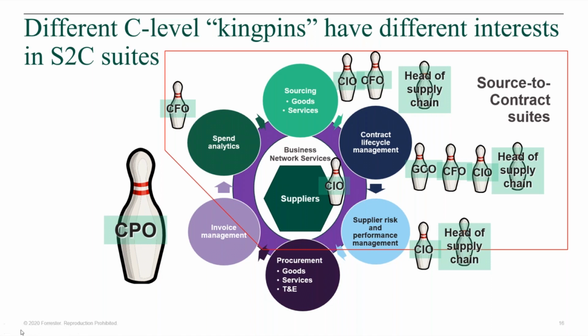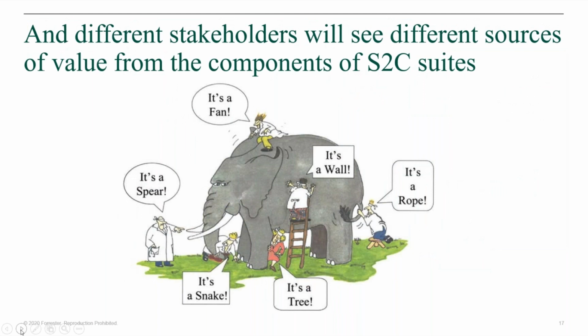Now, next slide. That creates, though, a real challenge because each of these different stakeholders will see different sources of value from the components of the source-to-contract suite. And so it's always a real risk with any source-to-contract implementation that different stakeholders will be looking at it through their own particular lens, their own particular focus, and that's all they see. And so they're going to see it as a fan, or a wall, or a rope. They don't get the whole picture. And what's critical in success is to help them understand it's an elephant. And we all have to get value from it. We all have to work together to manage this elephant to get it to move in the direction we want it to move. Next slide, please.